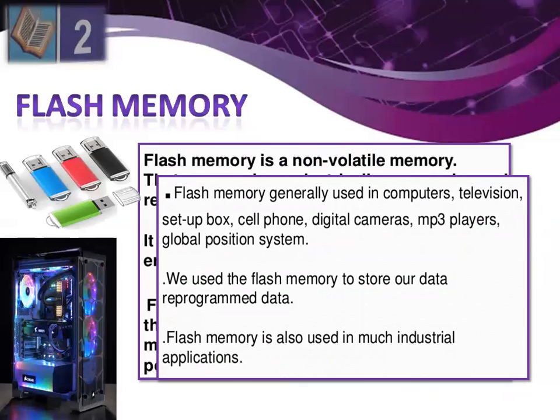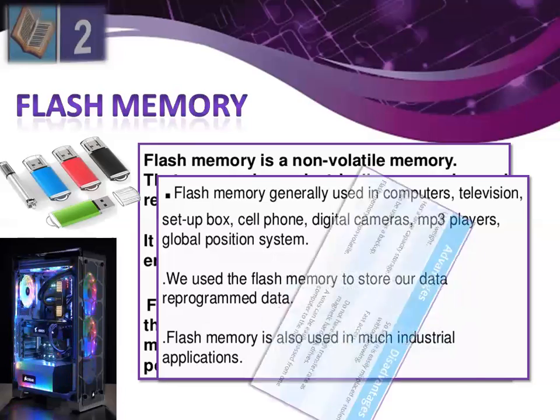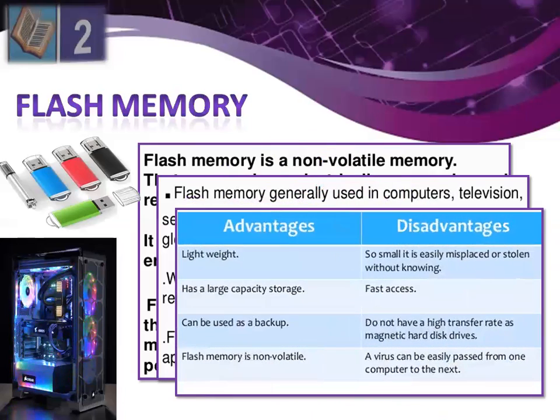Flash memory is generally used in computers, television set-top boxes, cell phones, digital cameras, MP3 players, and global positioning systems. We use flash memories to store our data and reprogram data. Flash memory is also used in many industrial applications. Basically, flash memory consists of a small memory chip inside, which is used to save your data.